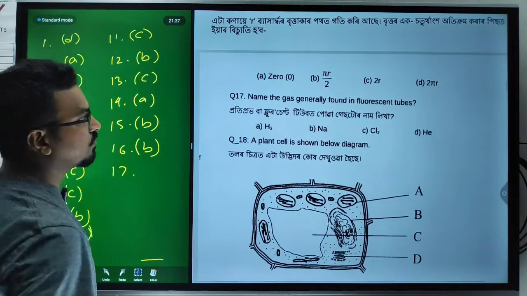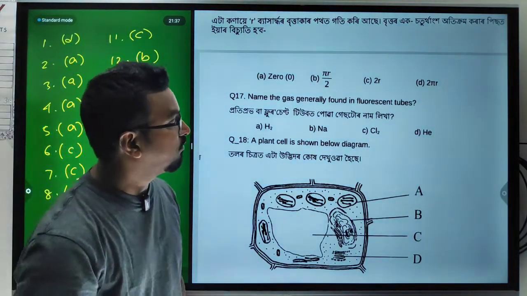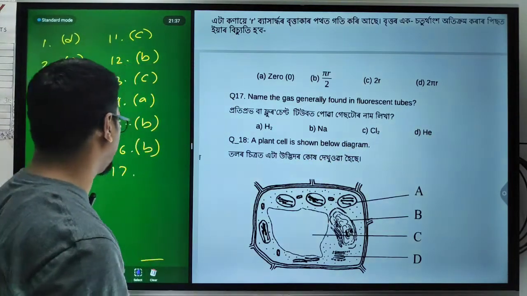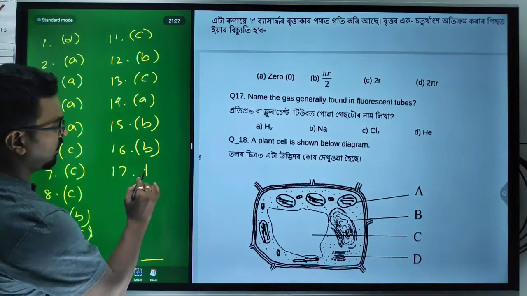17. Name the gas generally found in a fluorescent tube. Helium. The answer is option D.